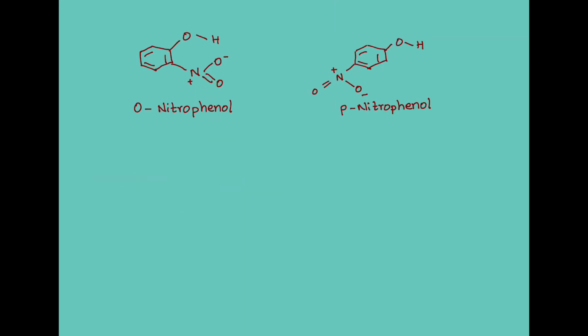Do these structures remind you of some concept? Look at it. Orthonitrophenol I've written in an expanded form. Paranitrophenol again written in an expanded manner. Look at the structure here. It's forming a 6-membered ring by what bond here? Hydrogen bond.